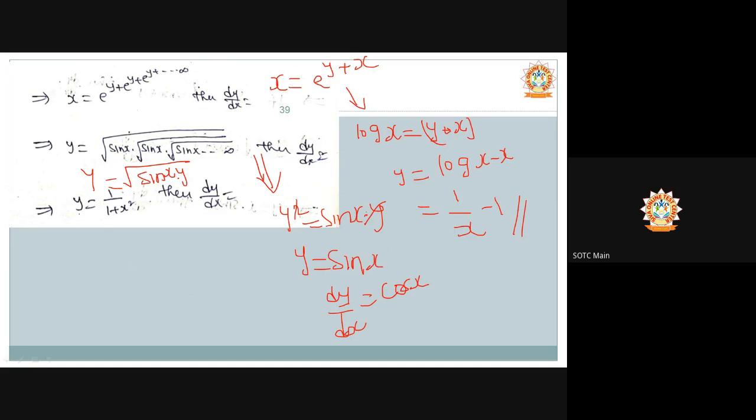Now see, y is equal to 1 by 1 plus x square, then dy by dx is equal to, tell me what it is coming. Assume this as x, apply 1 by x as minus 1 by x square, then tell me. Minus 2x by 1 plus x square whole square. Very good, correct answer.